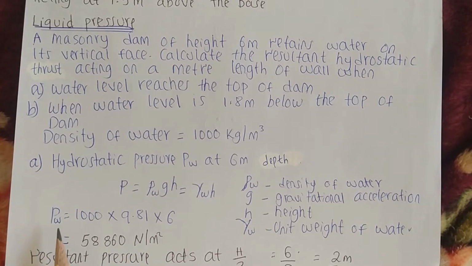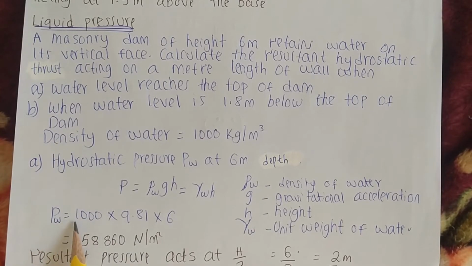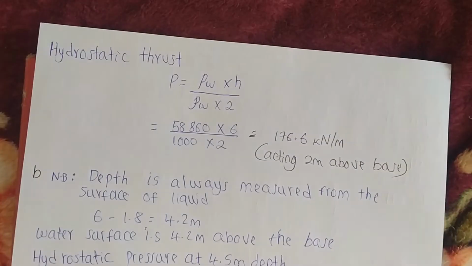So the hydrostatic pressure PW will be equal to the density, which is 1000, multiplied by 9.81, the gravitational acceleration, multiplied by 6. You'll get your answer as 58,860 newtons per meter squared. So this is the hydrostatic pressure that is acting at 6 meter depth.